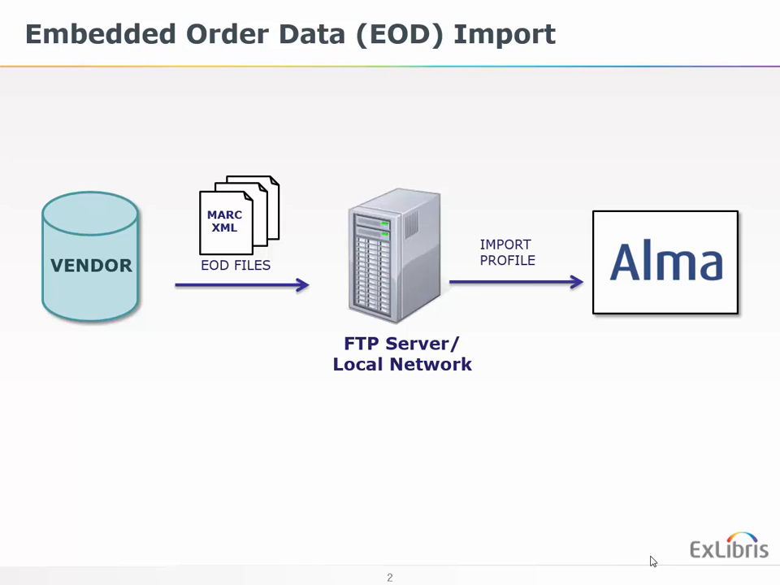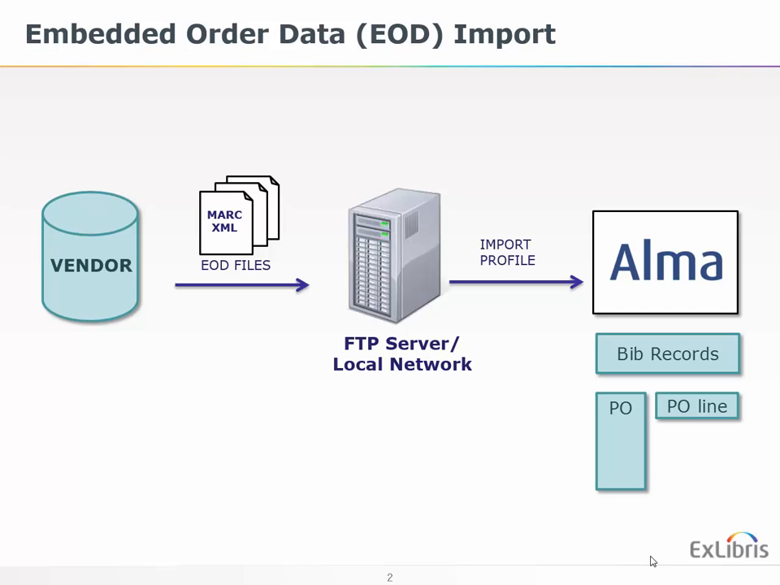The records are loaded into the metadata management system, and the order-related data is extracted from the record to create inventory records, POs, and PO lines. The relevant bibliographic data and purchase order information is extracted from the marked fields and subfields in the vendor's EOD records.